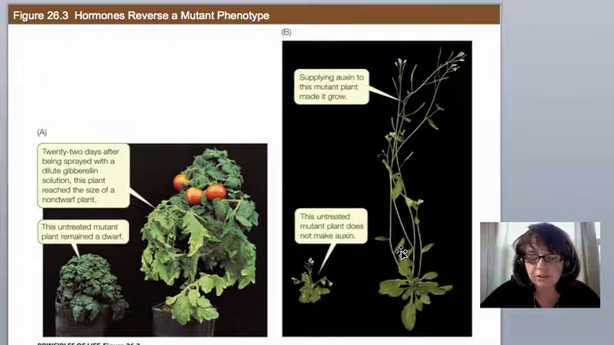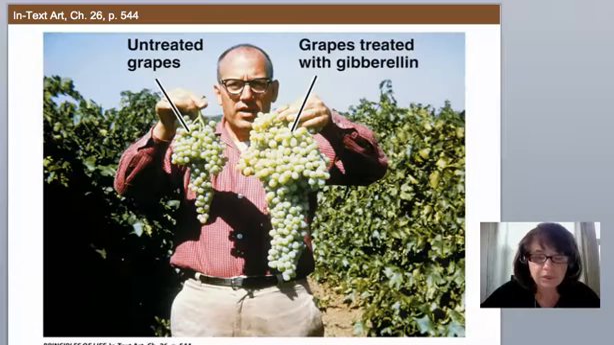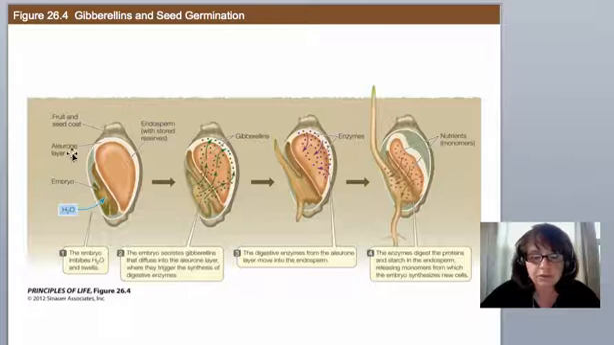And then auxin definitely promotes long stem growth, you can see. Here's a picture. They always use grapes with gibberellin. Apparently our grape crops are sprayed with gibberellin. The plants take it up and make our fruit bigger and plumper. Again, growth promoting. Here's a picture of how gibberellin enhances seed germination.